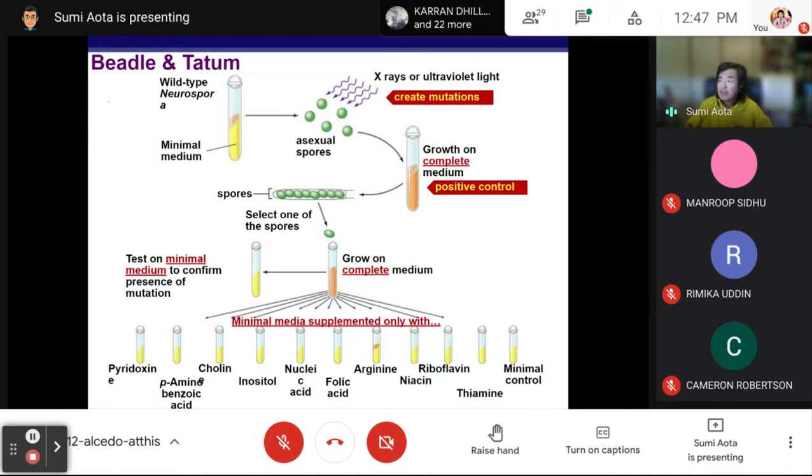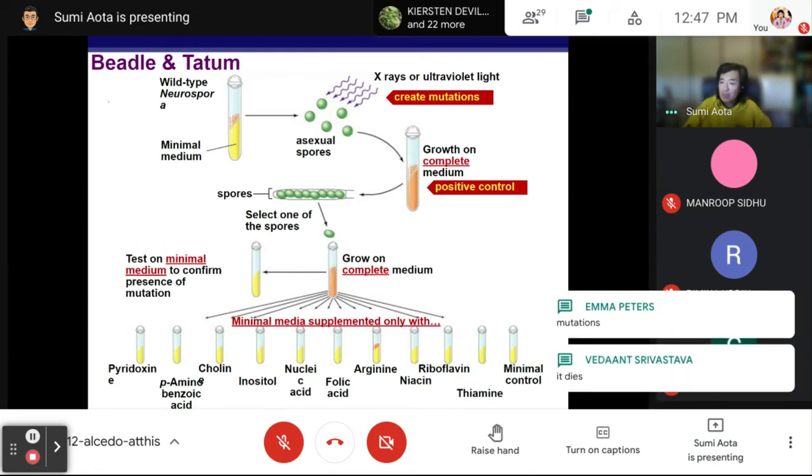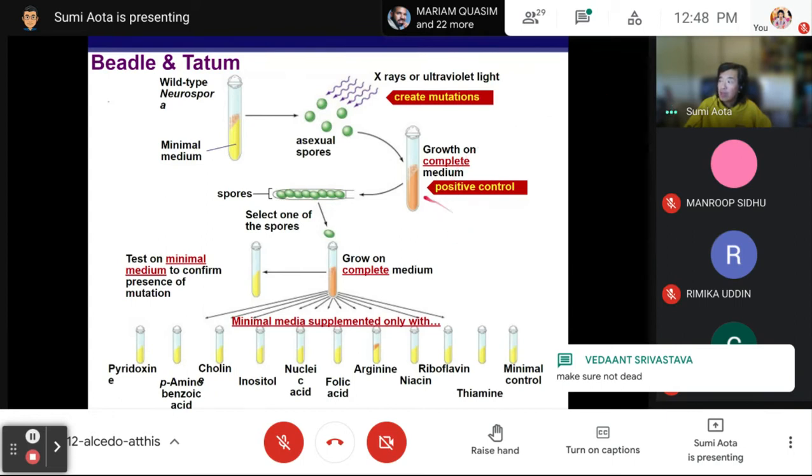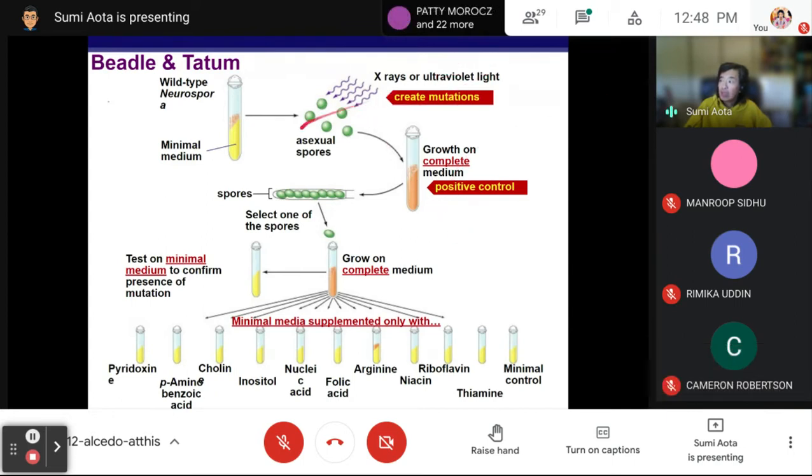What does it mean if you hit a cell with too much radiation? What happens to that cell? More than mutations. Yeah, it'll die. So the purpose of this test was to see, did we hit it with too much radiation or not? So the point was to make sure that these cells weren't dead.